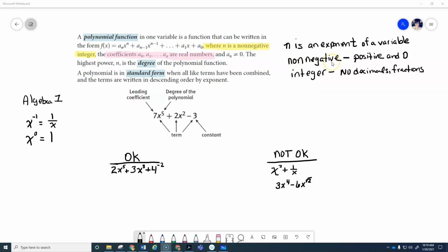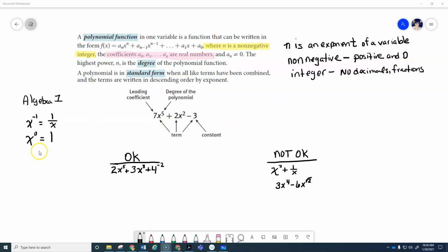So what do they mean by non-negative? You may be asking, why didn't they just say positive? Well, because non-negative is talking about positive, but it's also talking about zero. Zero is neither negative nor positive. So what they're telling you right there is the exponent on a variable has to be a positive number or zero. What do they mean when they say integer? Integer is a group of numbers that contains no decimals or fractions. So it's got to be a positive whole number or it's got to be zero.